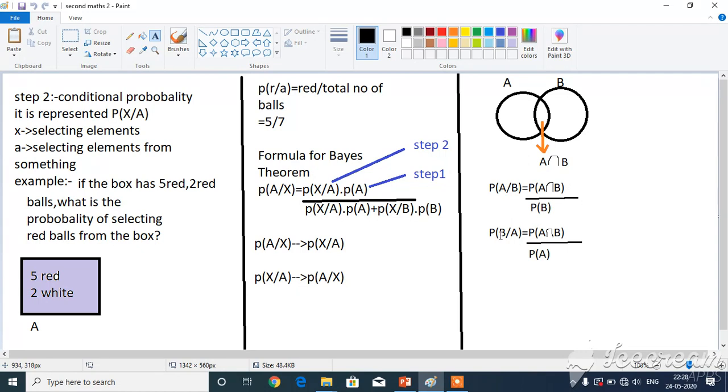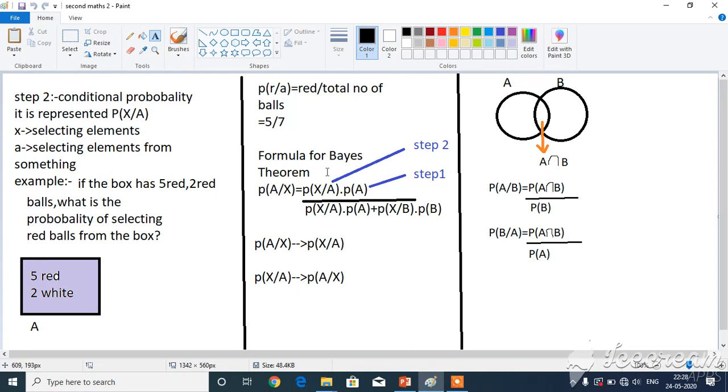Similarly, P of B over A means the occurrence of B in a sample space A. Here we have to consider the whole sample space, A. In that we have to find the occurrence of B, which you can see only in the intersection. So it's P of A intersection B divided by P of A, where P of A is the sample space.